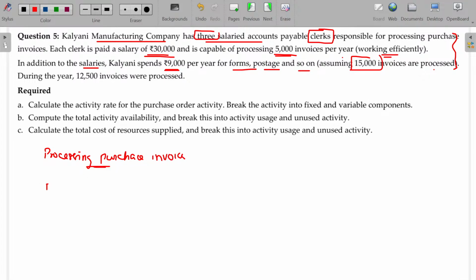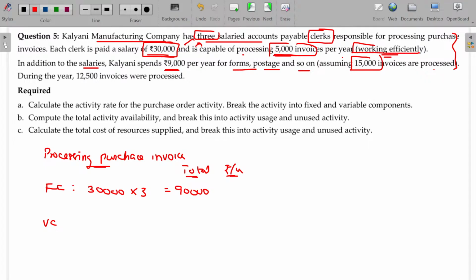we have 2 costs. One is fixed cost, another one is variable cost. Fixed cost being the salary payable to the clerk, 30,000 rupees. For 3 clerks, 90,000 rupees. Is that okay? 30,000 rupees into 3 clerks, 90,000 rupees. And what about the cost per unit? We estimated 5,000 invoices per year can be processed per employee working efficiently.